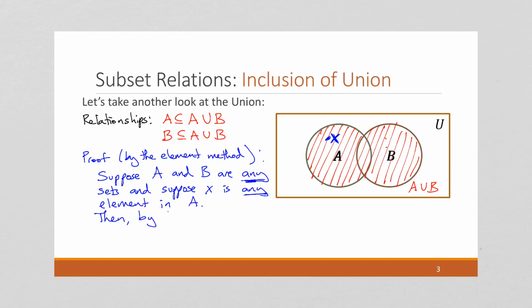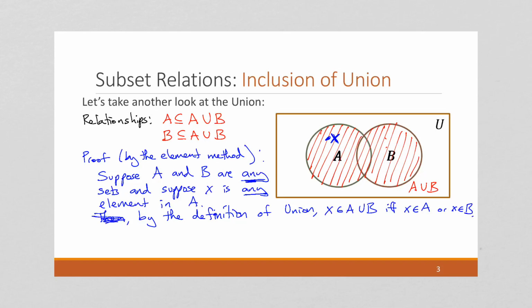Then, by the definition, again, we pick an element and then we use definitions. By the definition of union, X is an element of A union B if and only if X is in A or X is in B.